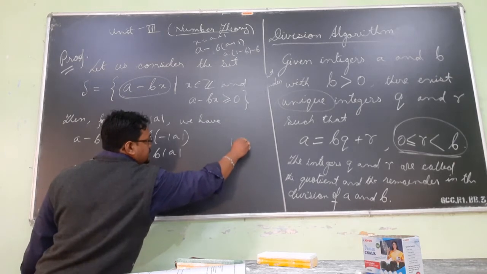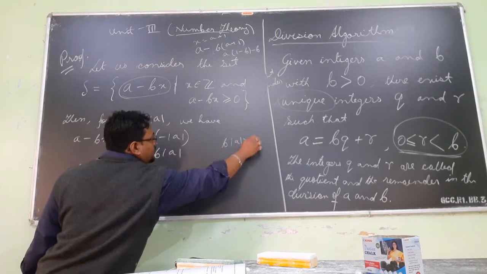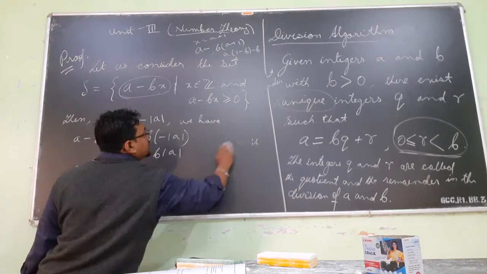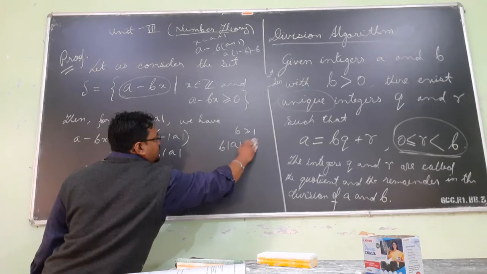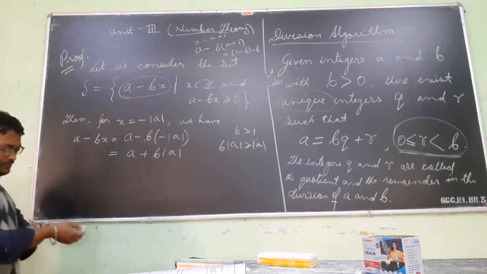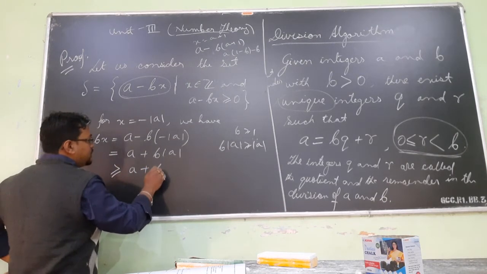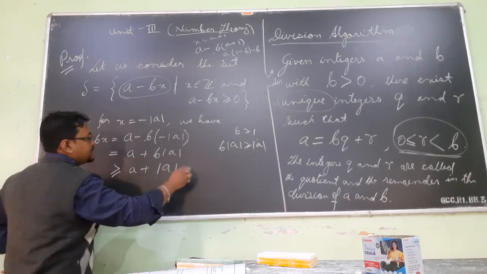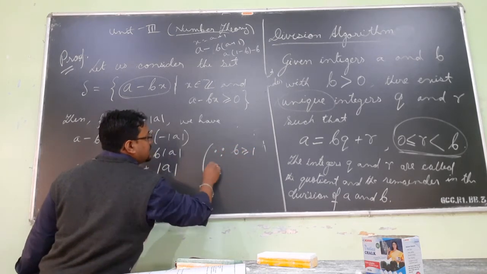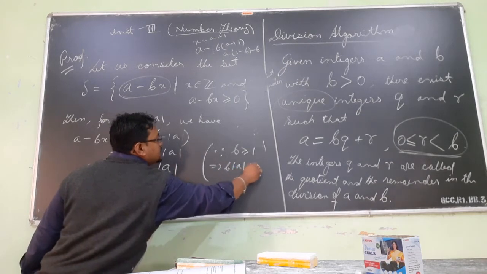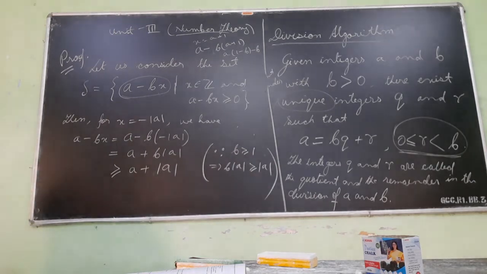And this is greater than or equal to A plus B into mod A. Just now I told you mod A is greater than or equal to A. B is greater than or equal to 1, so if you multiply both sides by mod A, B into mod A is always greater than or equal to modulus of A. So on this side you can write, since B is greater than or equal to 1, it implies B into mod A is greater than or equal to mod A.